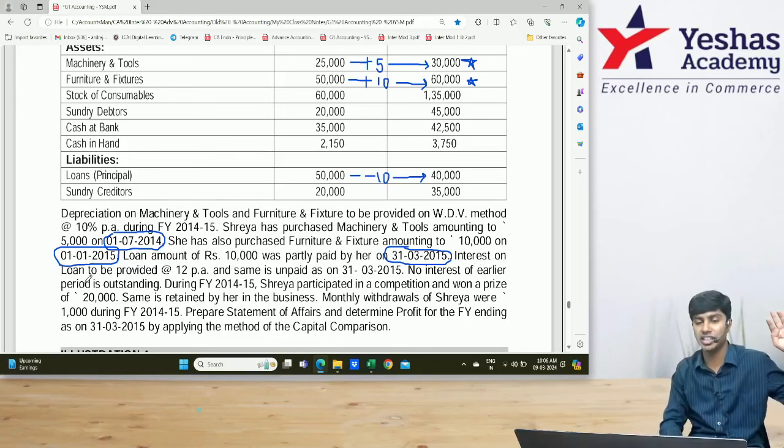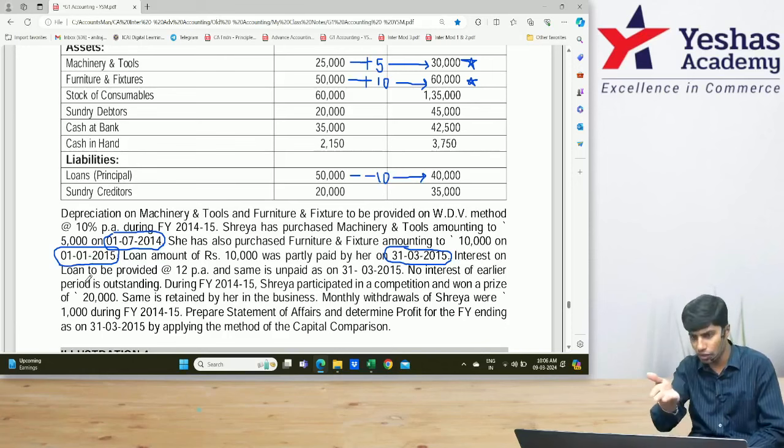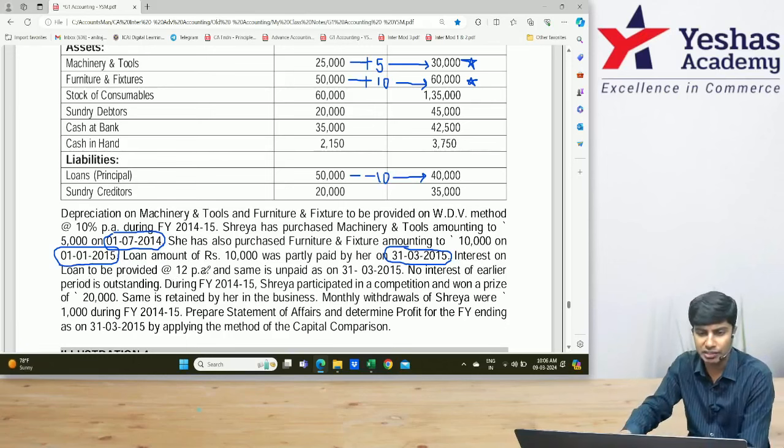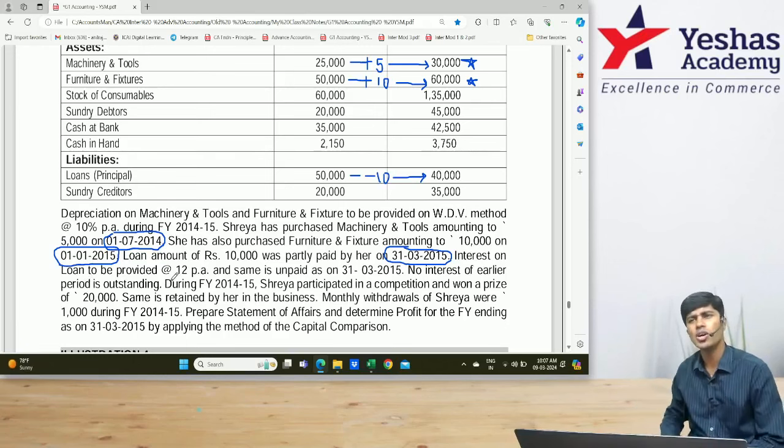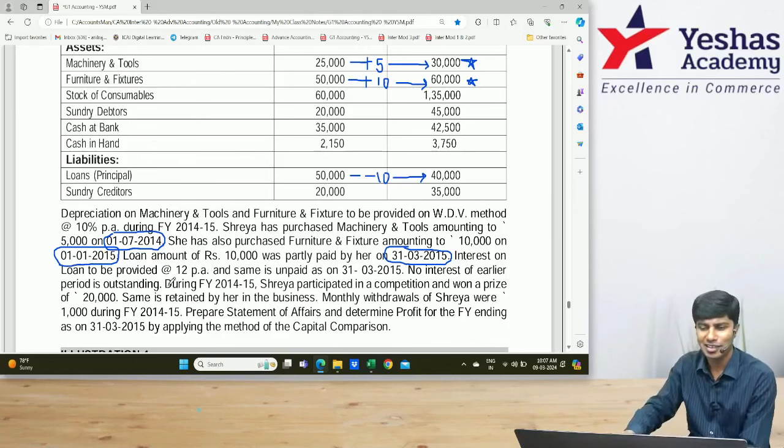Last year, Shreya was a good girl. She paid interest. This year, Shreya has become a bad girl. She did not pay interest. So how can you tell that? They only told that last year interest was not outstanding. After that, I don't know how. Suddenly you will stop reading and then I will read the question.